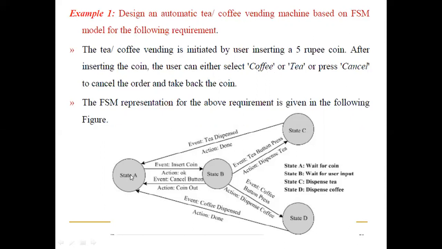There are 4 states: state A, state B, state C, and state D. In state A, we insert a coin. The action will be in OK state. After inserting a coin, you need to press whether you need a tea or a coffee, or you can cancel. If you press the cancel button, the action will be coin out. It will go back to state A and the coin will come out.